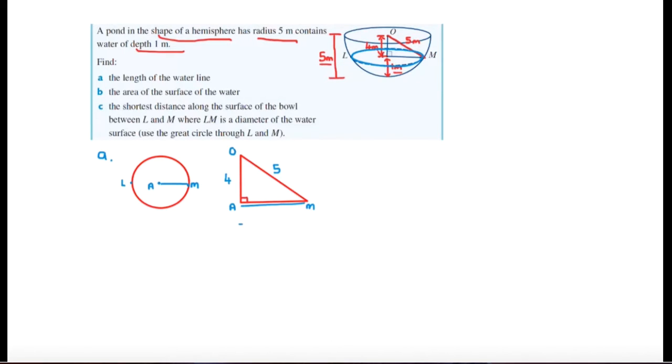5 squared equals 4 squared plus AM squared, and so AM squared is equal to 5 squared minus 4 squared. That's 25 minus 16, or 9. So the length from A to M is going to be the square root of 9, or 3 meters.